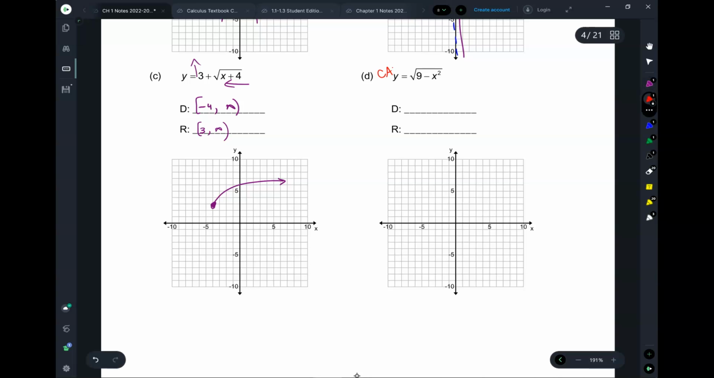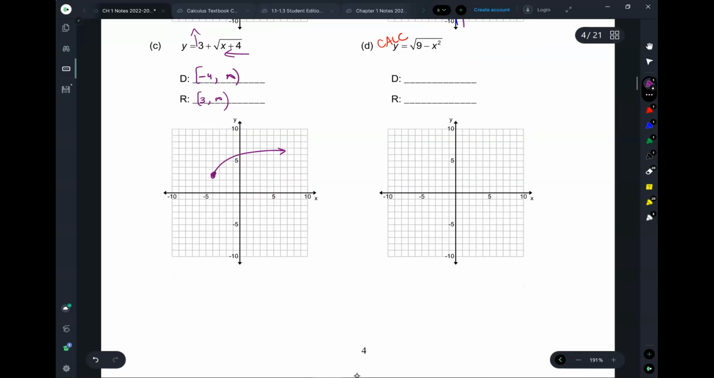This problem for now is definitely calculator. In chapter 4, 5, you're going to know exactly what this looks like for the rest of your life. This is a semicircle, and it has a radius of 3. You're going to graph it. You don't have to know how; we're only doing this to figure out domain and range right now.